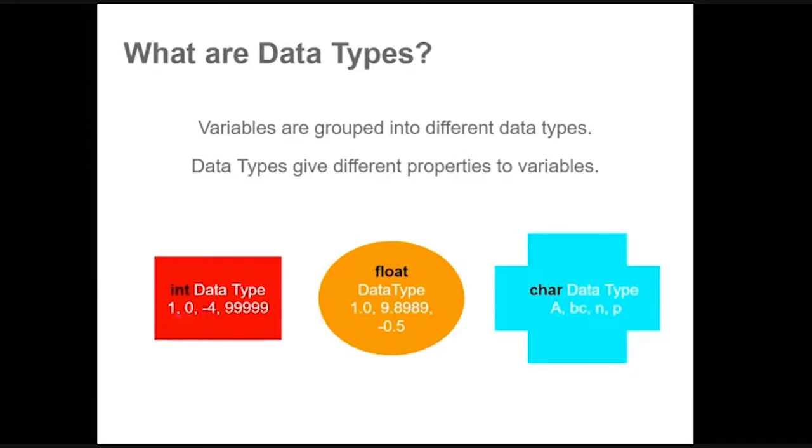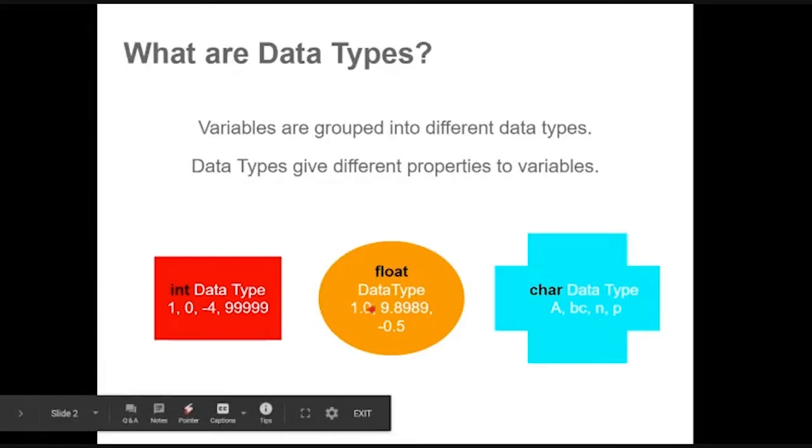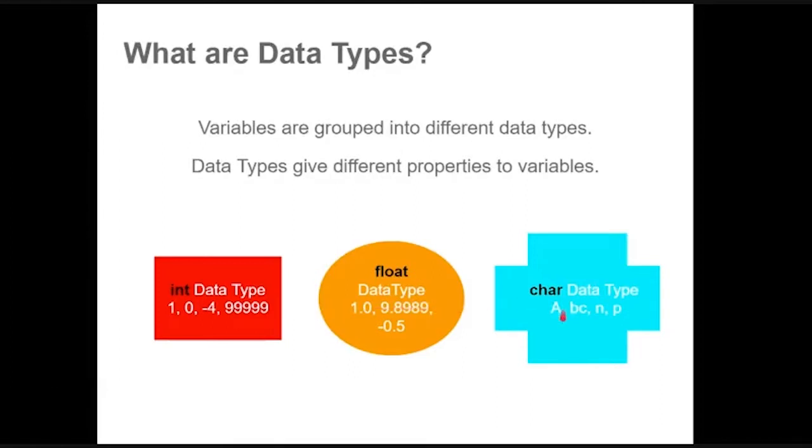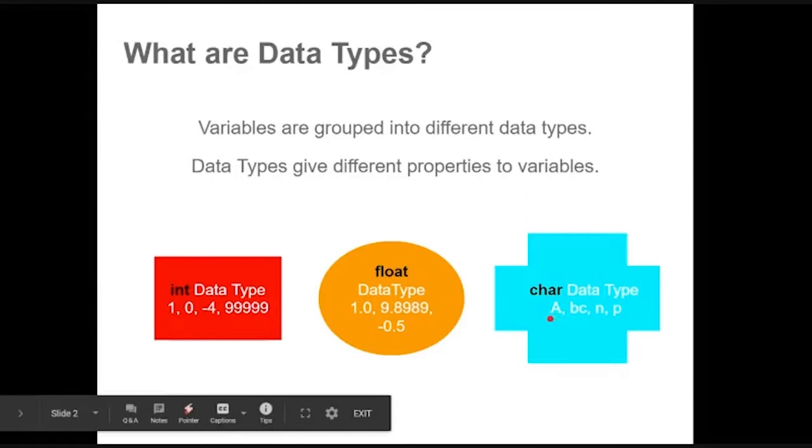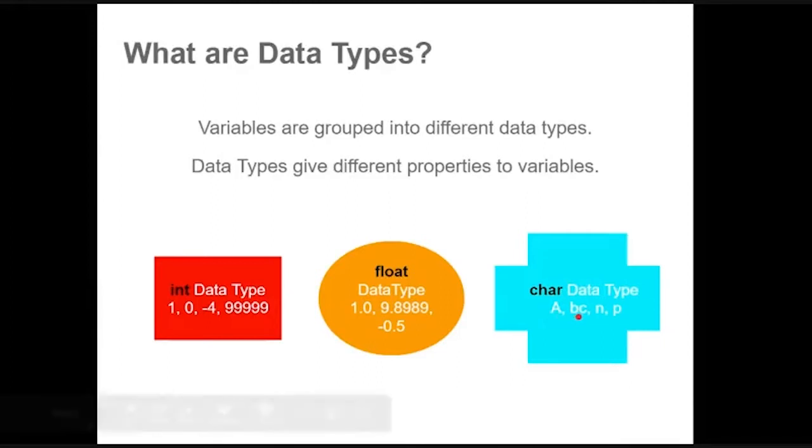Integers are examples like 1, 0, -4. These are all the integers that you've learned about in maths. Float data types are numbers that involve decimals. Char data types are normally a single character but can even be multi-character in some languages. These can include letters and even numbers.